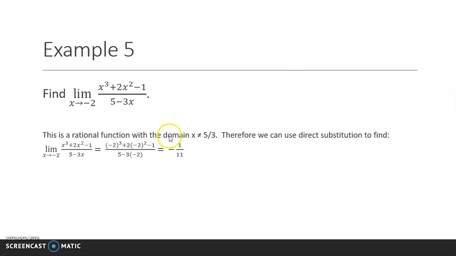Okay, so this is a rational function. The domain is that x does not equal 5/3 because that would make this denominator 0. So -2 is in the domain. That means I can just take -2 and put it in for all of my x values and find the limit. So I'm allowed to use direct substitution, and I find out that the limit is -1/11. Let's take a look at some more examples where we're using continuity with limits.